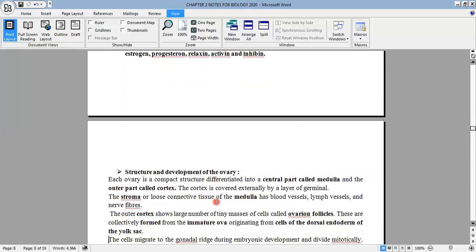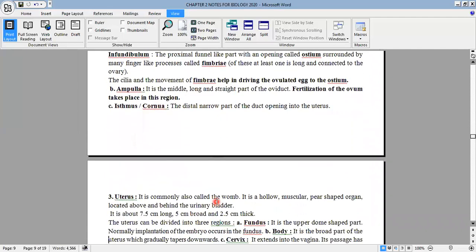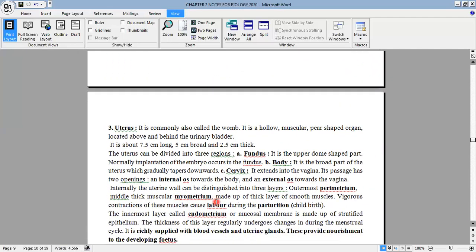The first part, the fundus, is a dome-shaped region of the uterus. Normally, implantation of the embryo occurs in the fundus. Implantation means attaching of the embryo to the uterus. As we all know, in the ampulla there is fertilization, that is, the sperm fuses with the ovum. When the sperm fuses with the ovum, it produces a zygote. This zygote develops into an embryo, and this development of the zygote into an embryo and then attaching itself to the uterus takes place in the fundus. Then is the body, which is the central part, and last is the cervix.